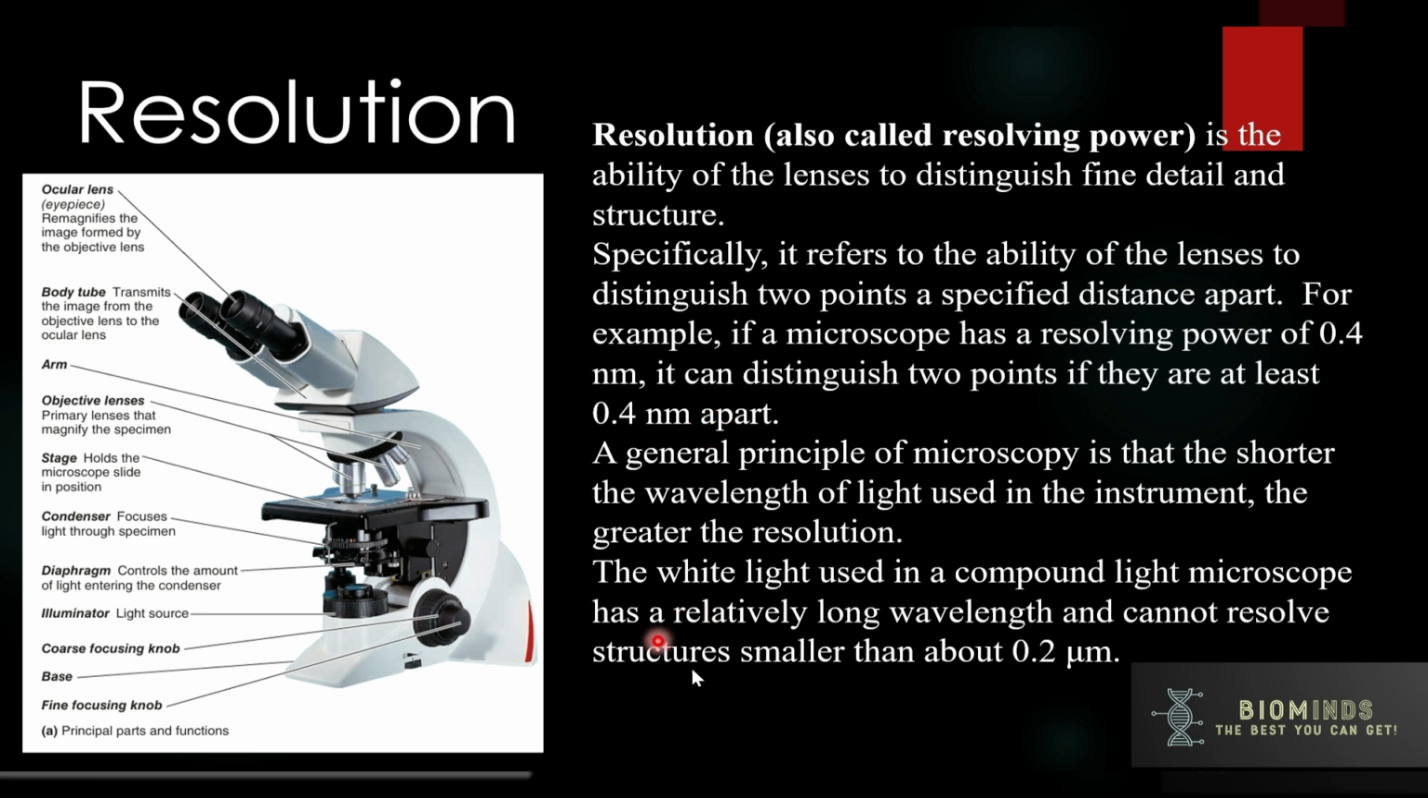Okay, white light used in the compound light microscope has a relatively long wavelength and cannot resolve structures smaller than about 0.2 micrometer. So see, the shorter the wavelength of light used in the instrument, the greater the resolution. Okay, so here we use visible light. If you want more resolution, meaning if you want to observe things which are very, very small, smaller than 0.2 micrometer, then you need certain other microscopes. We have different types of microscopes.